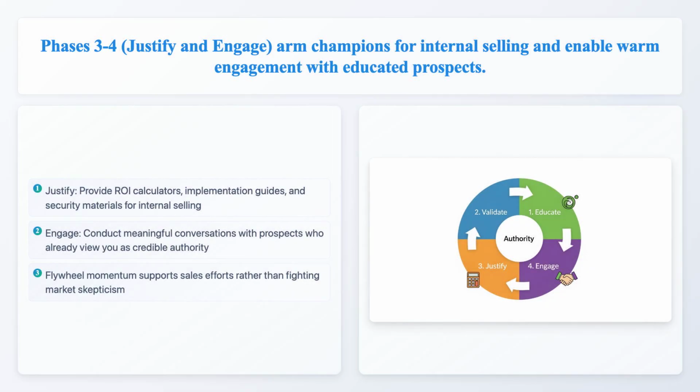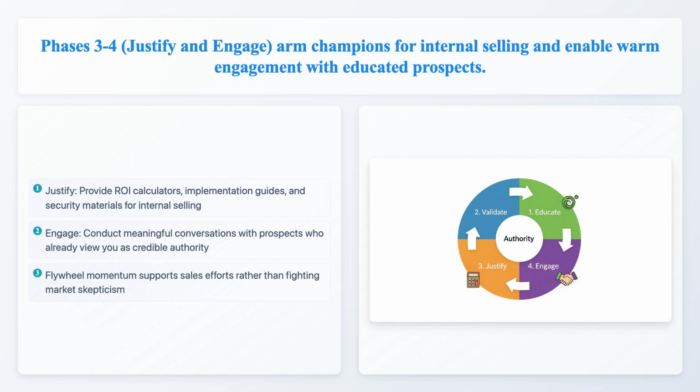Phase 3 is justify. Your prospects are convinced you're credible, but they need ammunition to win internal budget battles. Remember, your champion isn't the decision maker. They need to convince the CFO, operations team, and legal department. Create ROI calculators that quantify compliance cost savings, implementation guides that address operational concerns, and security white papers that satisfy legal requirements. You're not just selling to your champion, you're arming them to sell internally.